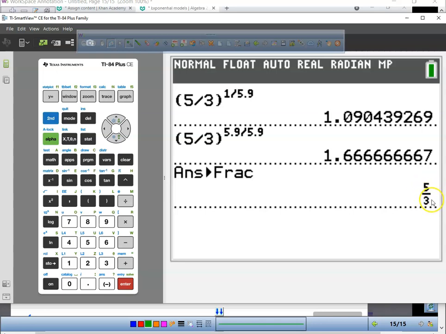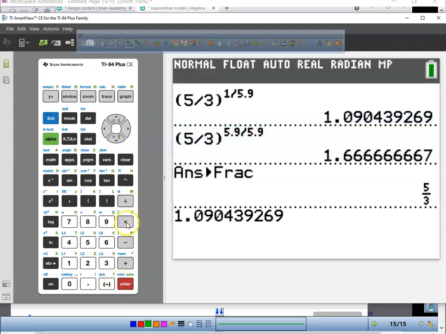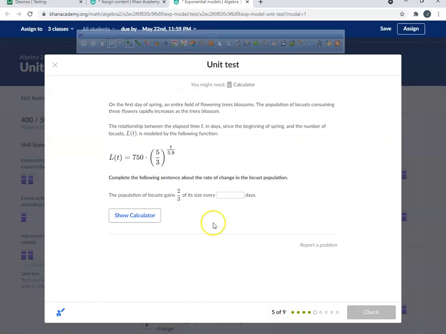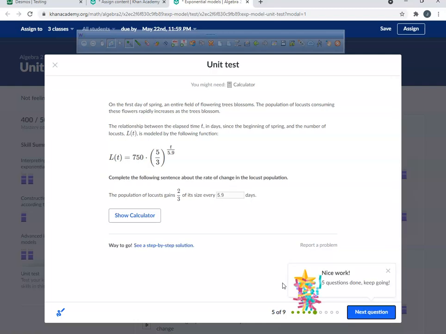So what does it increase every day? It increases 1.09. So look at this. Look what happens if I take this right here and I raise that to 5.9. That gets us to what? Back to 5/3. Okay? So right here, it's going to increase every what? Every 5.9 days for this one. Okay?